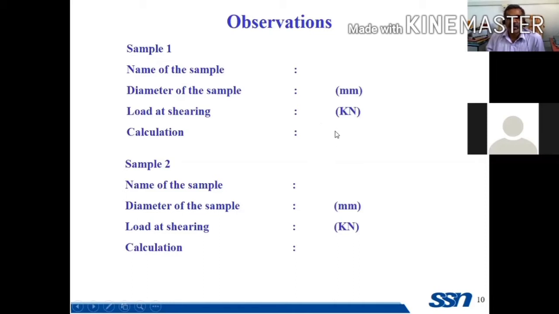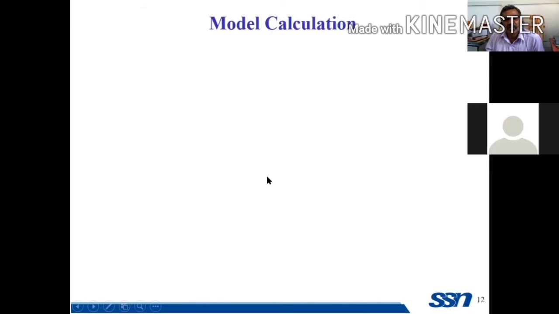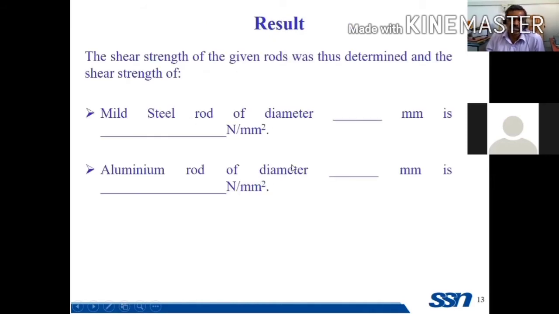Load by area. Double shear means 2 times the cross-section area. So this is the equation: shear stress tau is equal to F by 2A. F is the maximum load applied, and 2A is 2 into area, where area is equal to pi by 4 d square. Here you are using 2 because double shear failure takes place. Then you do the calculations. Finally you write the results.